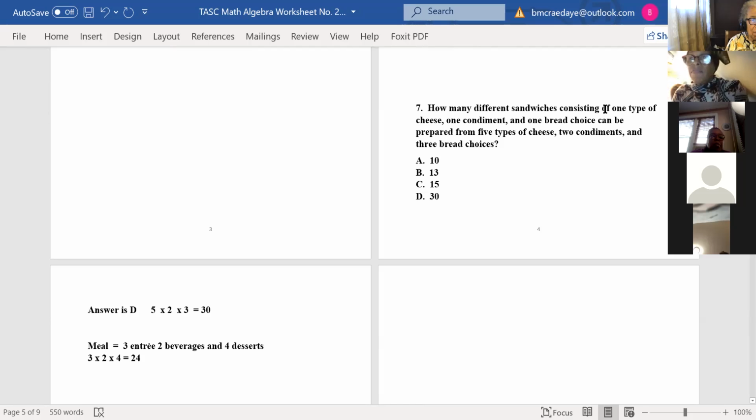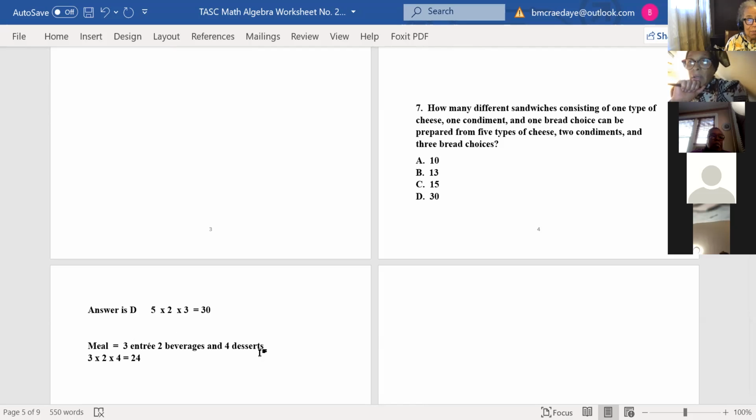Okay. How many different sandwiches consisting of 1 type of cheese, 1 condiment, and 1 bread choice can you prepare if you have 5 types of cheese, 2 condiments, and 3 bread choices? The product of all these numbers would give you the different sandwiches you can make. And this is 5 times 2 times 3, which gives you 30. You can make 30 different sandwiches.